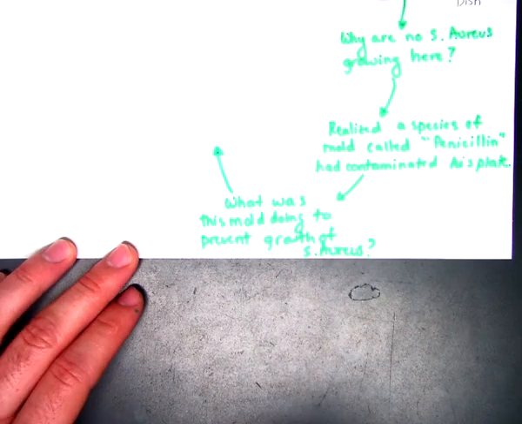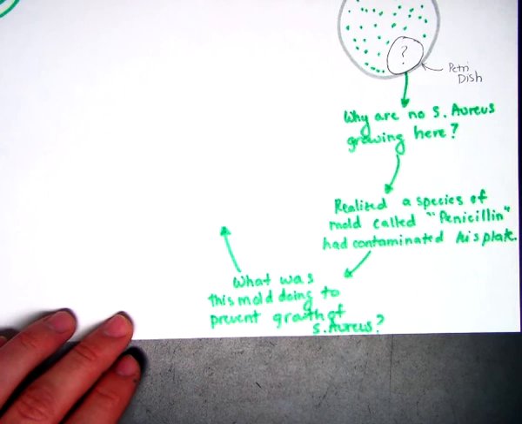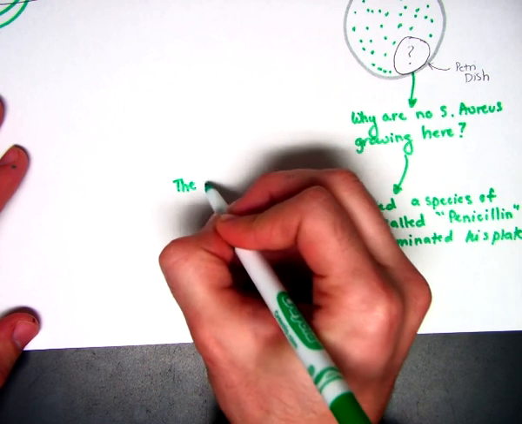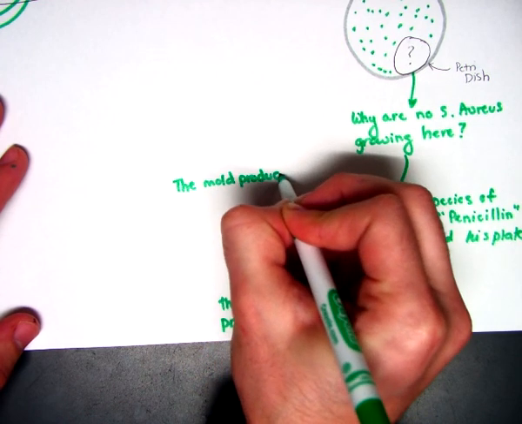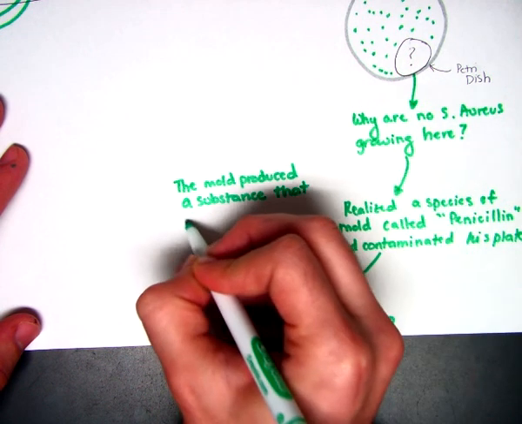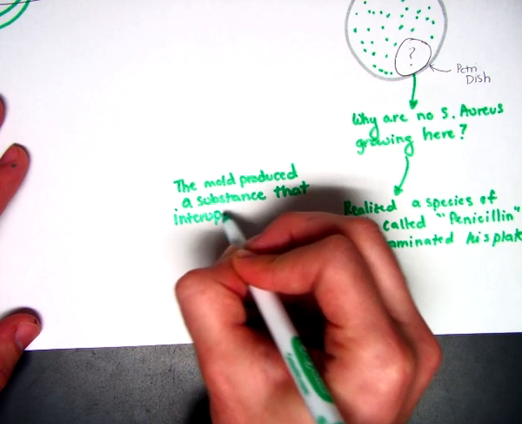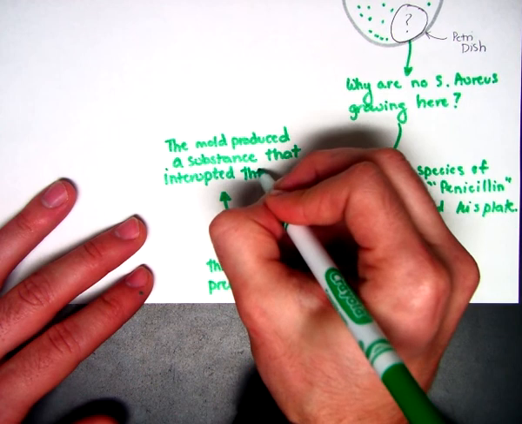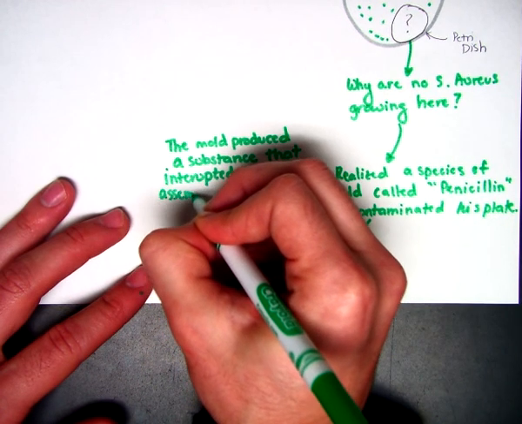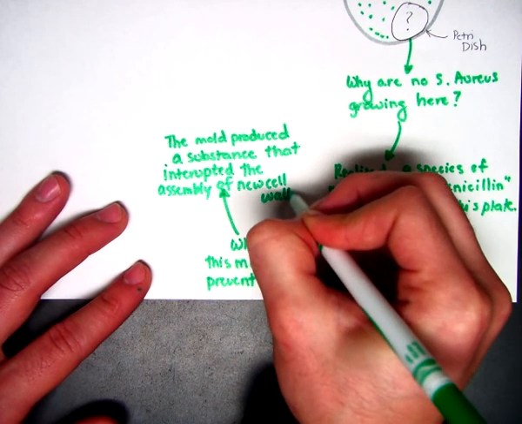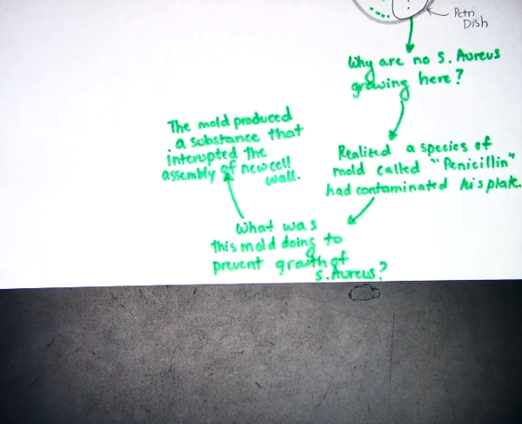Okay. So after a couple years, he actually realized that the mold produced a substance that interrupted the assembly of new cell wall.